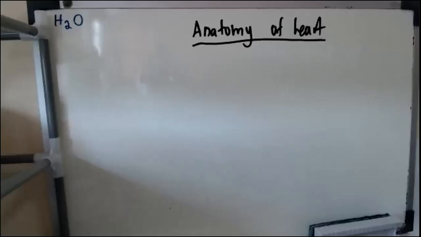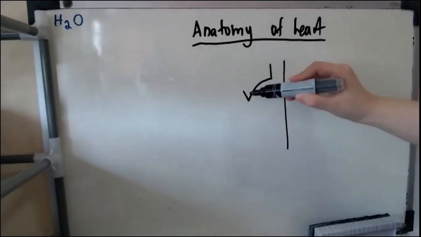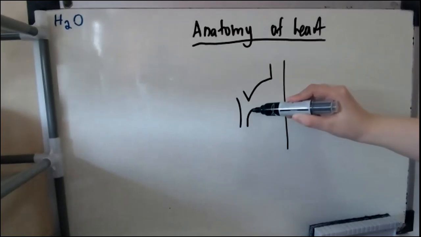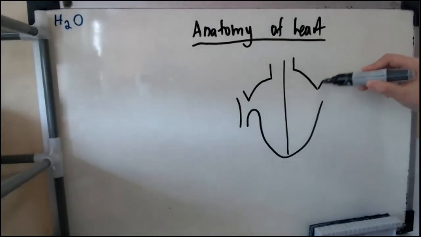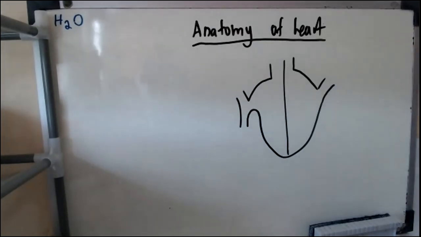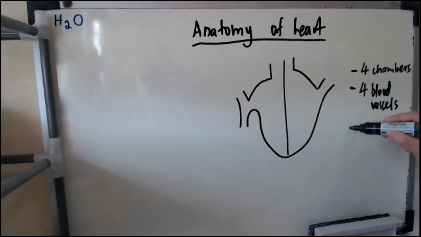Okay, let's take a look at the anatomy of the heart. I will draw a simplified version of the heart. So there are 4 chambers that you need to learn, their names. There are 4 main blood vessels, actually 5, but we'll learn the major 4 first. And then there will be 4 valves that you need to learn.